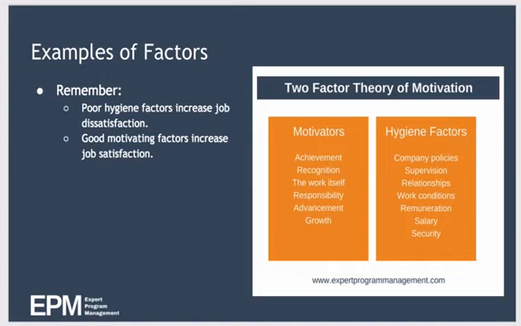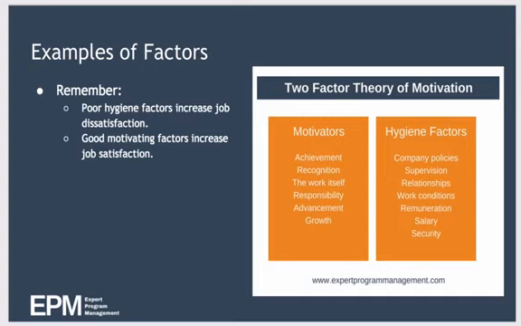Responsibility means that employees should own their work, they should hold themselves responsible for its completion, and they should also not feel as though they're being micromanaged. Now, advancement simply means that promotion opportunities should exist for employees. And finally, growth. The job should give employees the opportunity to learn new skills, and that can obviously happen through on-the-job training or more formal training. So let's take a look at the hygiene factors.